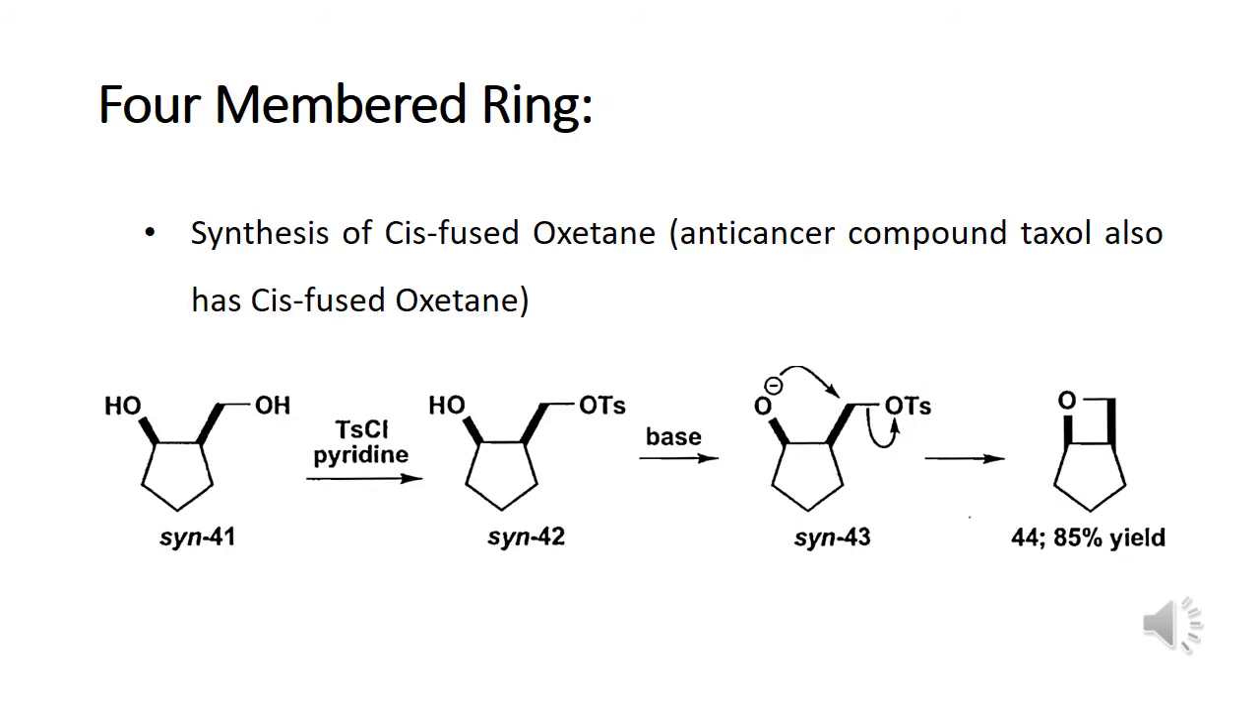Another example of a four-membered ring structure is the synthesis of cis-fused oxetane. The anti-cancer compound Taxol also contains this cis-fused oxetane. The cyclization of the syn monotosylate in a base gives a perfectly arranged nucleophile and electrophile for this cyclization, and we're going to get a high yield, that is 80% yield, of this cis-fused oxetane.